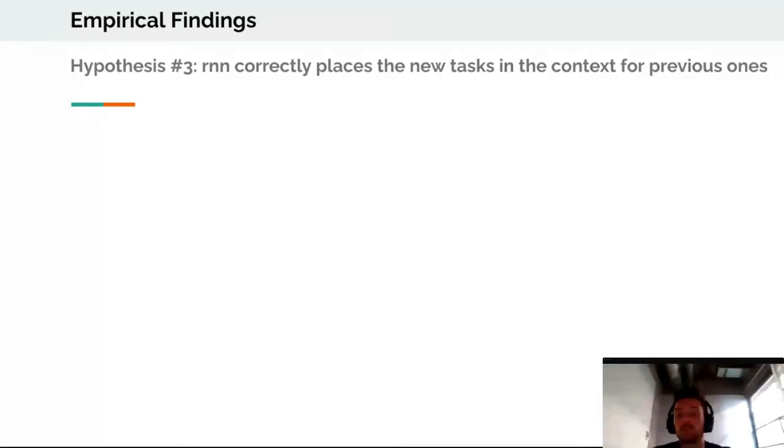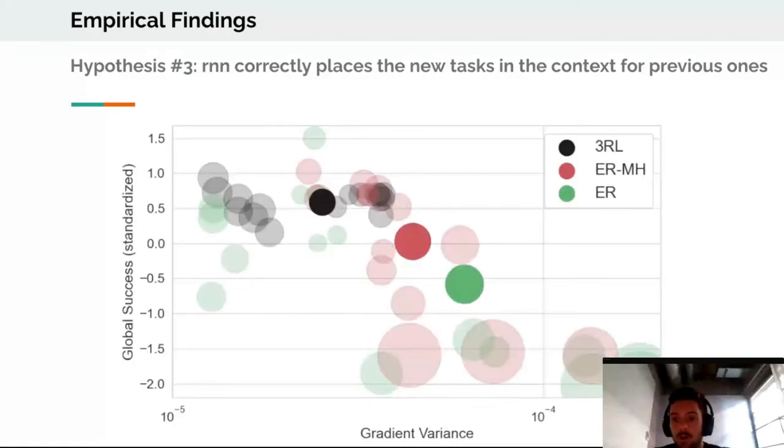Okay. So here on the x-axis, we have gradient variance, which is a proxy for gradient conflict. So lower is better. The pale dots are different seeds, and I average them together to give these fully opaque points. The first thing we can see is that 3RL, the RNN, is the one that has the most stable gradients, or enjoys the most alignment in its gradient, which I think is super nice. It's even better than the multi-head in terms of gradient alignment. And I guess that makes sense because the RNN is able to beat the multi-head.